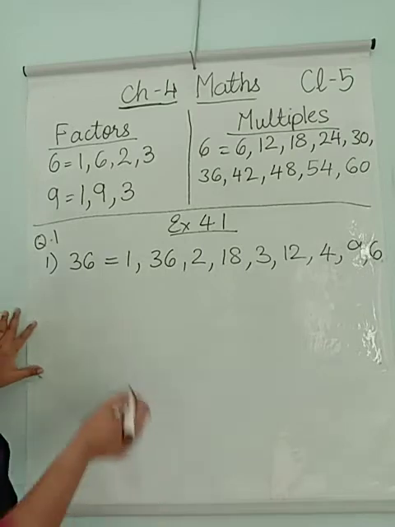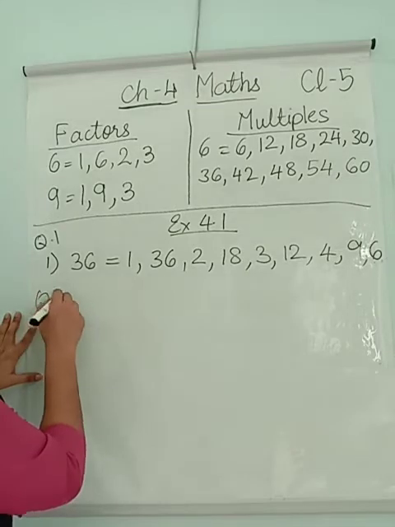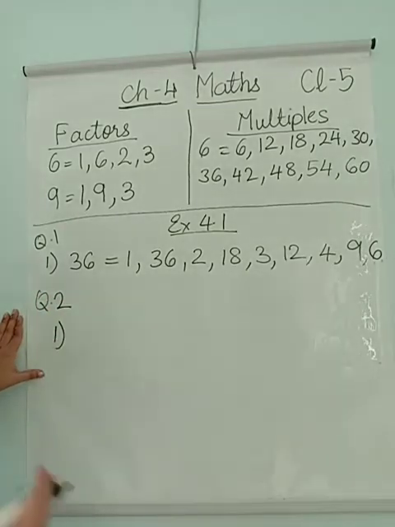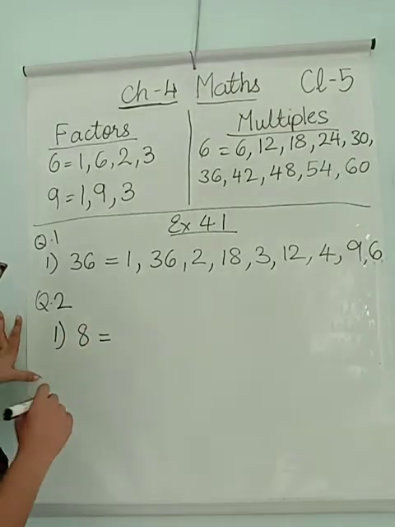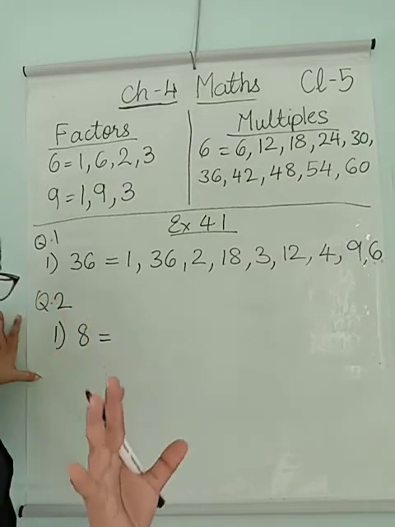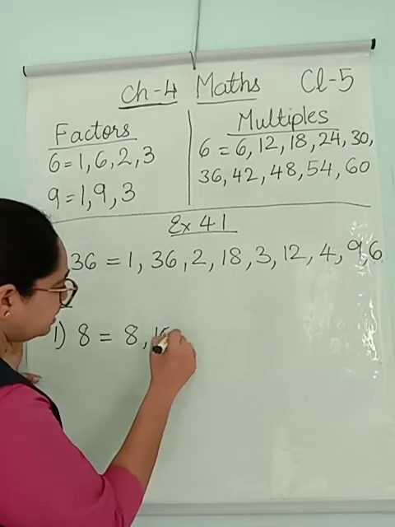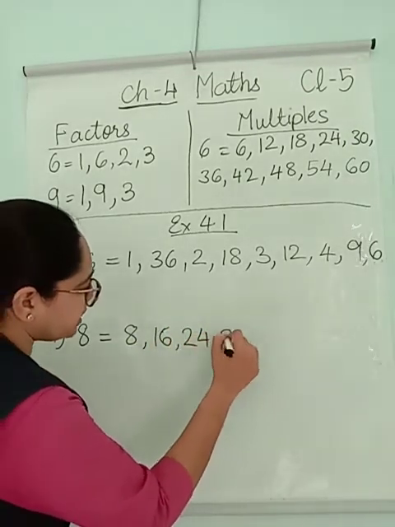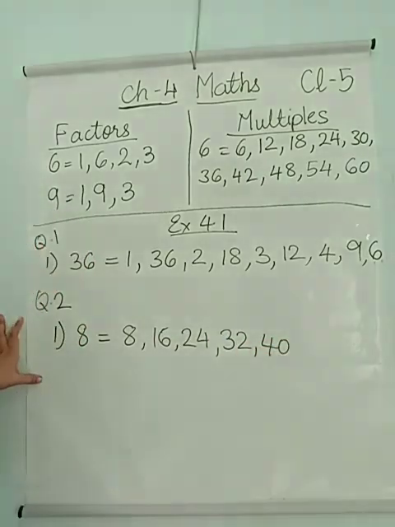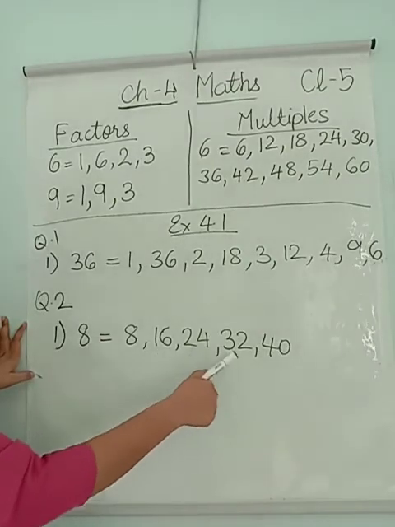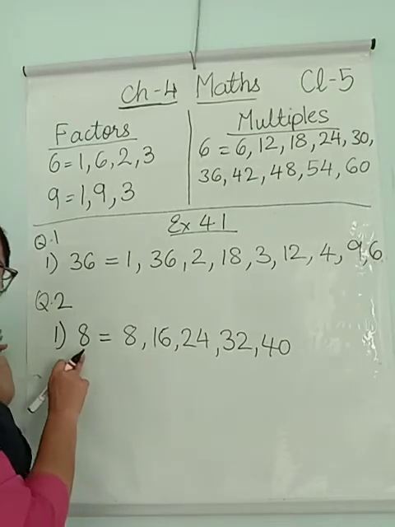Okay. Second question. Write the first 5 multiples. Now, as I told you, what are multiples? It is the multiplication table. Number given is 8. So you just have to write the first 5. So 8 ones are 8, 8 twos are 16, 8 threes are 24, 8 fours are 32, 8 fives are 40. These are the first 5 multiples of 8.